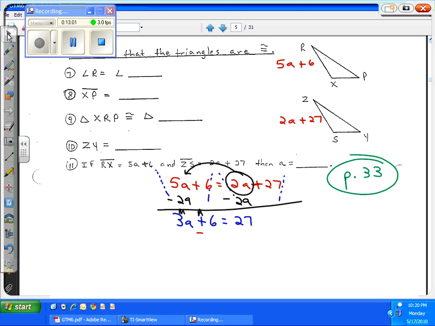The variable is now on one side, so it's time to undo. You undo addition by subtraction. Remember, when you undo, you reverse the order of operations: Sally, Aunt, dear, my, excuse, please. And so we're going to undo addition by subtraction and get 3a equals 21. We will then undo multiplication by division and get a is equal to 7. Any questions on number 11? a equals 7. Okay?